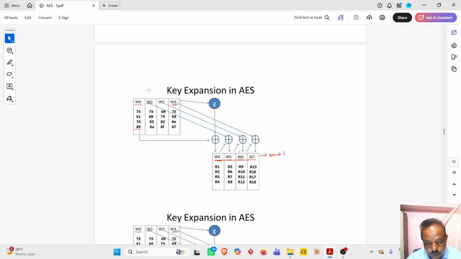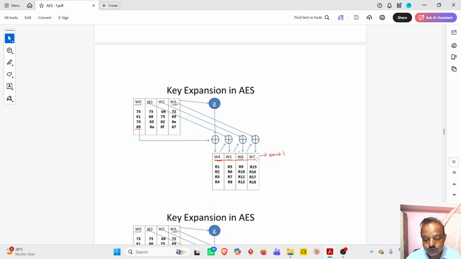Now I go for the W1. What is the value of the W1 here? Then what is the value we got for W4? W4 is made exclusive OR with this W1 and I get W5. And what I get, W5, is made exclusive OR with the W2. So like that, if you understand, W4, W5, W6, W7 is great.